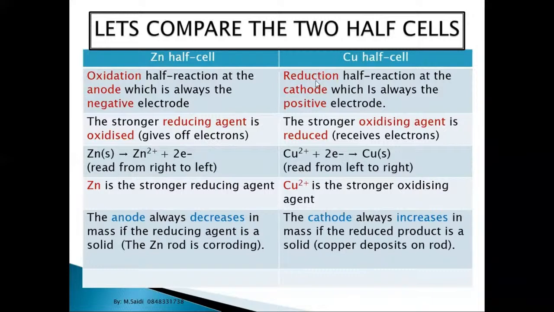Then obviously reduction will occur at the cathode, and it's always a positive electrode. Zinc is a reducing agent because it causes copper to be reduced, and itself it is oxidized. When it releases electrons, it goes from 0 to +2, so it has been oxidized, an increase in oxidation state. While copper has accepted electrons, therefore it's a strong oxidizing agent. It has caused zinc to be oxidized, and itself it is reduced from +2 to 0.